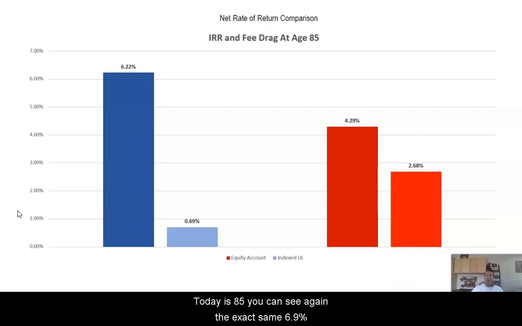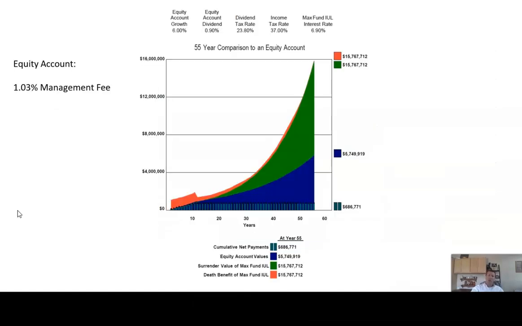You can see again the exact same 6.9% gross rate of return. The net IRR after the policy expenses was 6.22% for the IUL with a fee drag of 69 basis points. When we compare that to the non-qualified equity account, again, the exact same 6.9% gross rate of return, that IRR was 4.23% with a much larger fee drag of 2.68%. Those are all the management expenses and taxes on the dividends, portfolio turnover, and the frictional taxation.